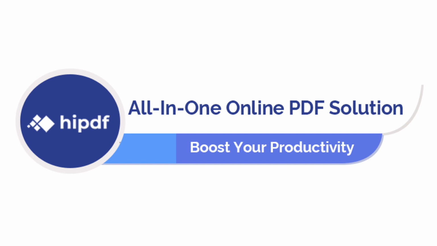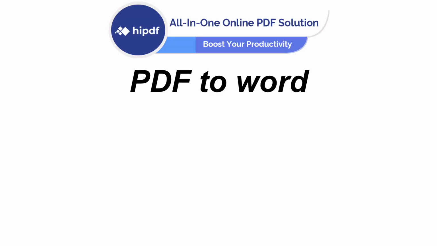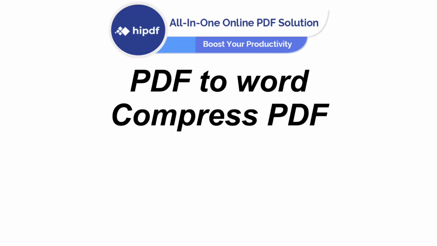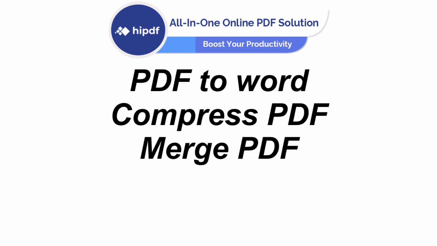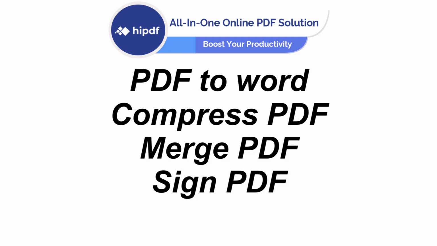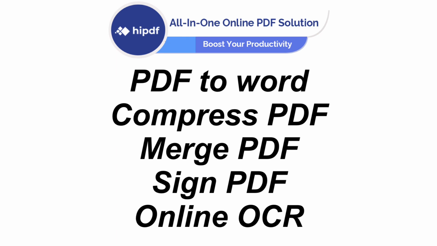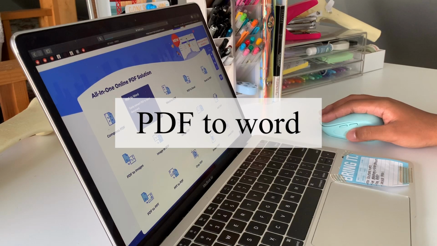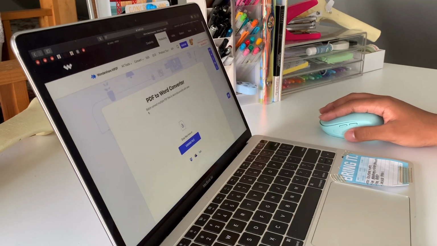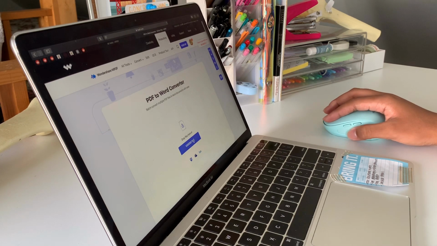So essentially they have a lot of tools and features, but today I'm going to be going over 5 features. The first one being PDF to Word, the second one being compressed PDF, third is merging the PDF, signing the PDF, and then the online OCR feature. So let's get started. So the first feature I'm going to be reviewing is the PDF to Word feature.